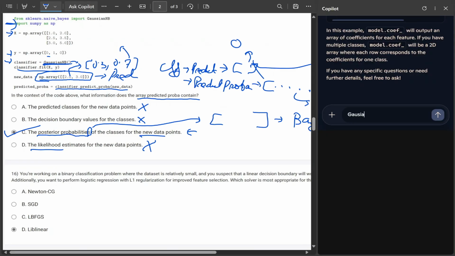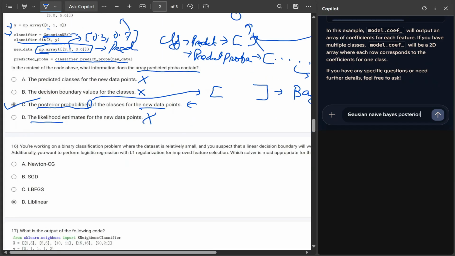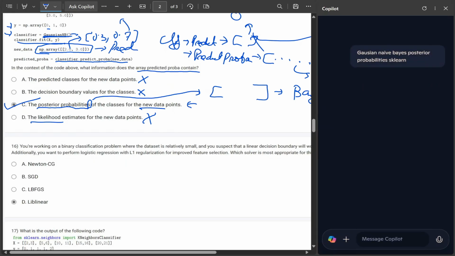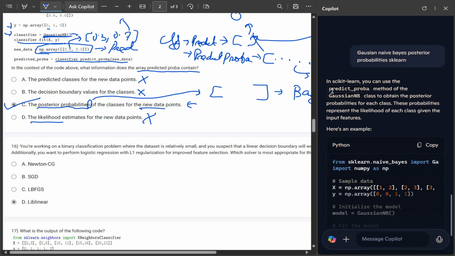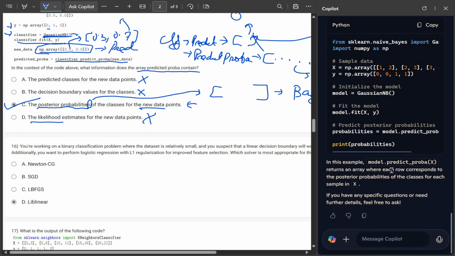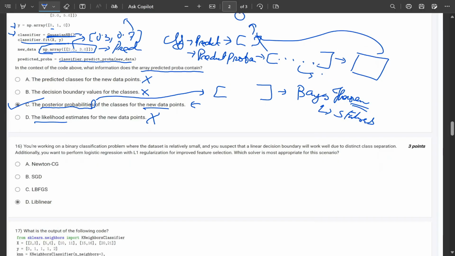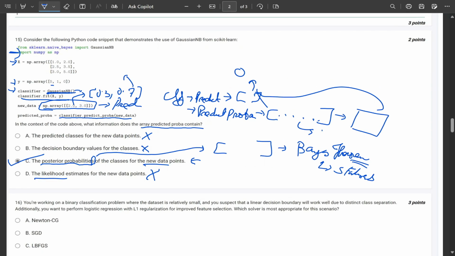So if I search for Gaussian naive Bayes posterior probability in Scikit-learn, let's see what we get. You can see that it simply says the predict_proba method contains the class and obtains the posterior probability for each class. It will return an array where each row corresponds to the posterior probability of the classes for each sample, like I have shown you earlier. Okay, so this is the basic idea here. With this, we have completed our question number 50.